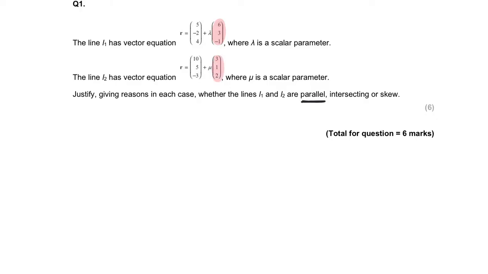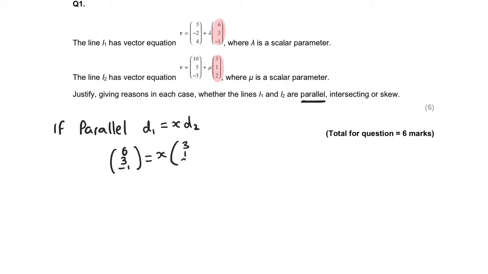So first of all, we have to look at each case. So if parallel, the direction vector of line 1 will be a multiple of the direction vector of line 2. In this case, (6, 3, -1) does not equal x lots of (3, 1, 2). This is not true. Therefore, not parallel. Okay? Then, if they intersect, what do we know?